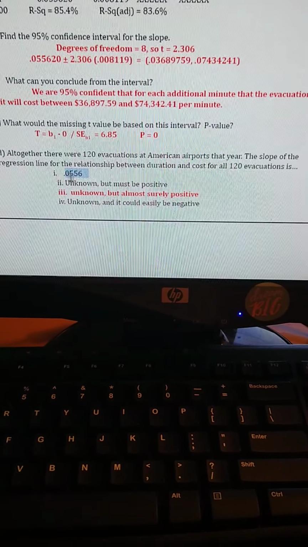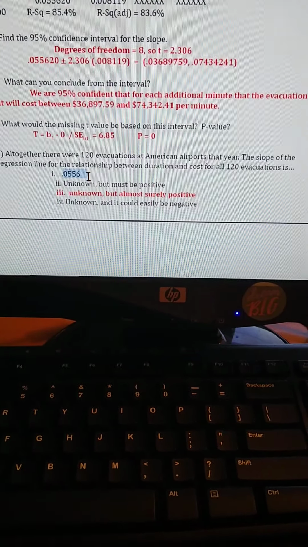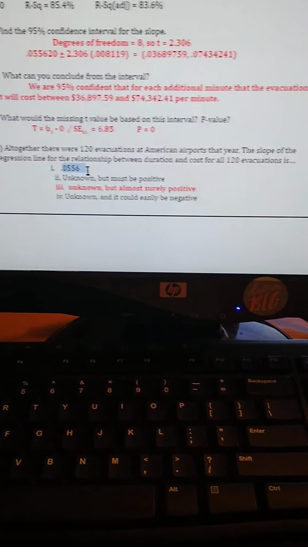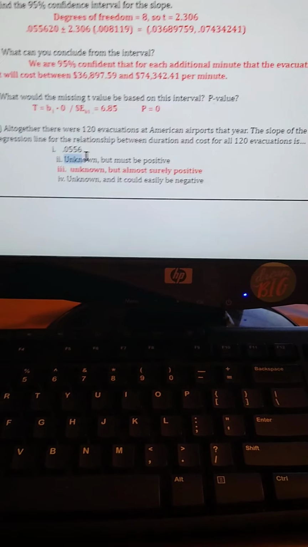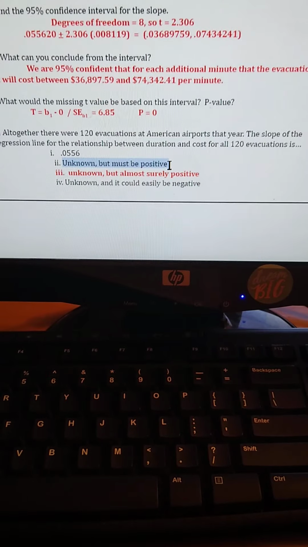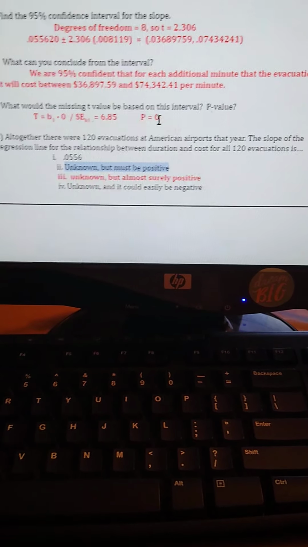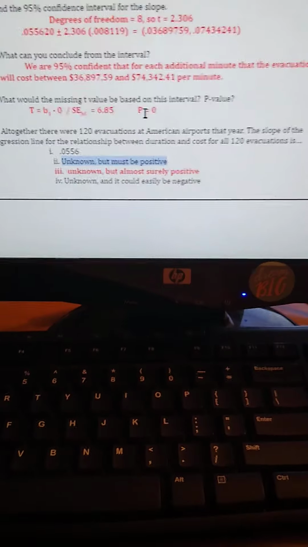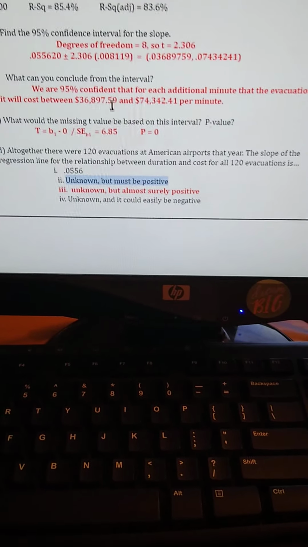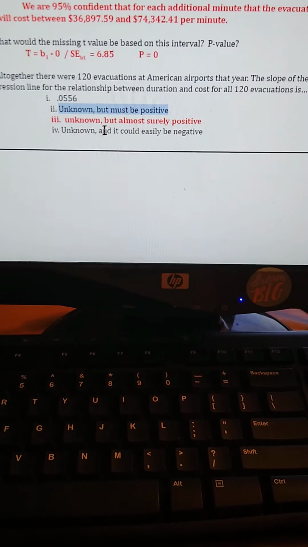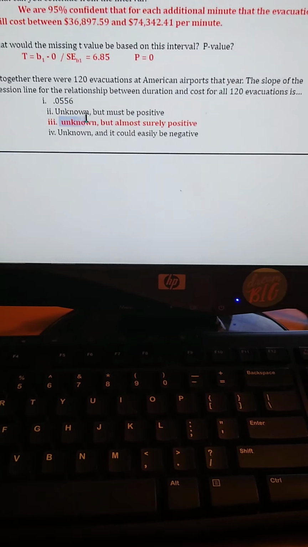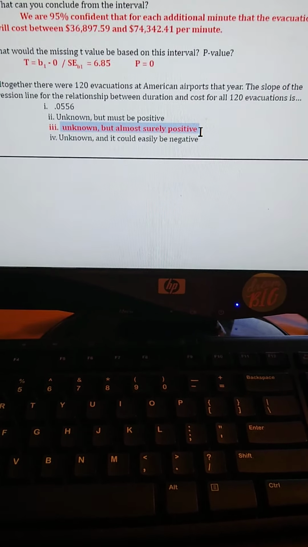And the answer is no, because that's the sample slope. We don't know that that's the slope for the population. It's unknown, but it must be positive. Well, yeah, it must be positive because the p-value is 0. Well, no, it doesn't have to be. There is a 5% chance that we missed the mark, that we maybe got our test wrong. So it's option 3. It's unknown, but almost surely positive.